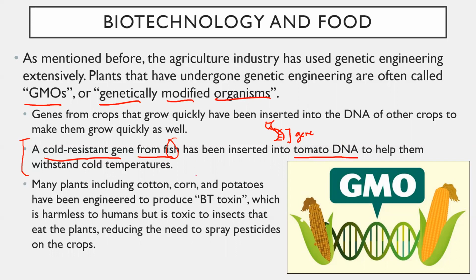That's not how it works. Now, many plants, including cotton, corn, and potatoes, have also been engineered to produce something called Bt toxin, which is harmless to humans, but it's actually toxic to insects that eat the plants.